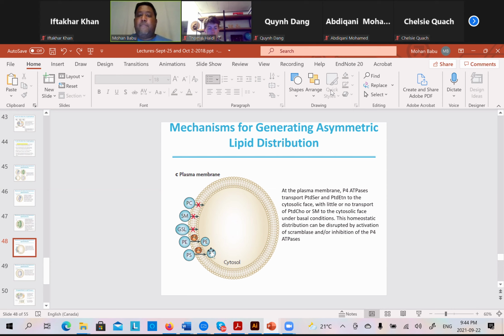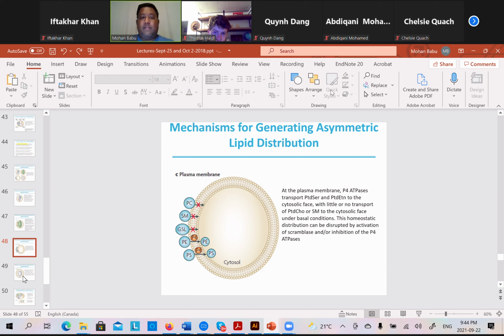Now, however, the other phospholipids like phosphatidylcholine, sphingomyelin, and the galactosyl sphingolipids are not translocated, because there's no translocation of the sphingolipids to the cytosol. This homeostatic distribution can be disrupted by the activation of the enzyme called scramblase and the inhibition of P4-ATPases. So once you have that, then these particular sphingolipids cannot get inside the cytosol.